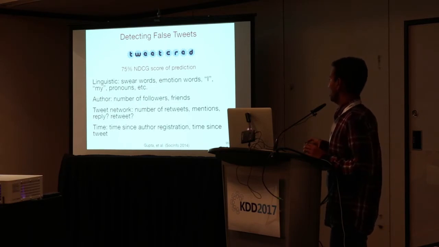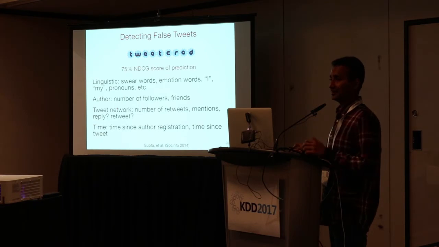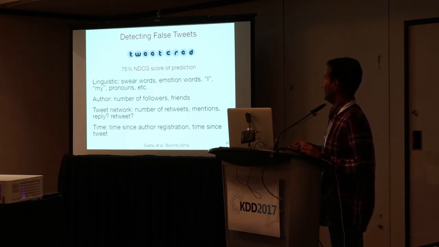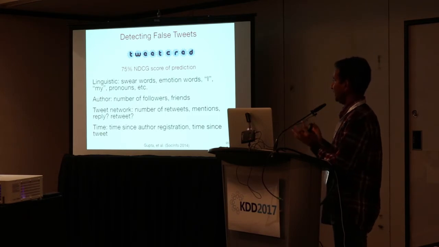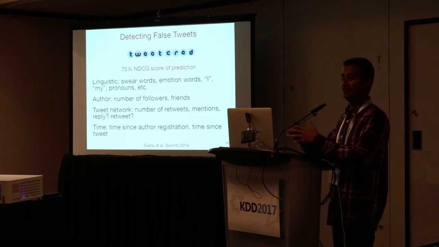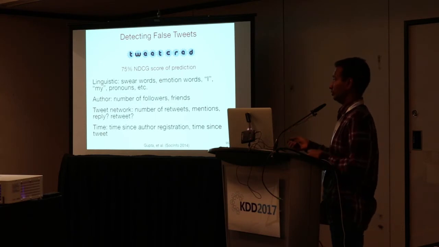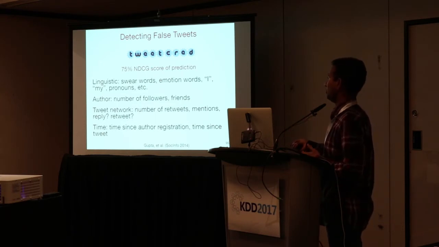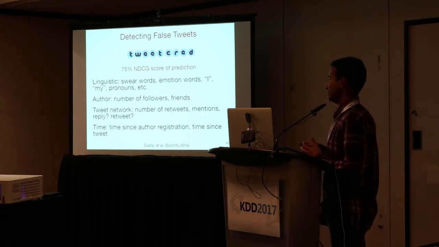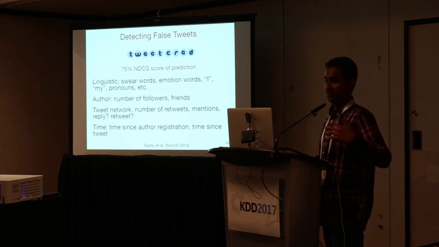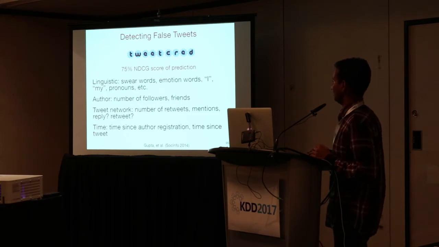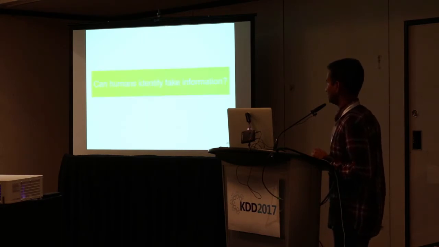Author features include how many followers and friends this author has. Tweet network essentially means, if you look at the retweet graph of a particular tweet, how many retweets there are, how many mentions, replies, and so on. And time essentially means how much time has passed since the author of the original tweet registered, and how much time has passed since the tweet itself.